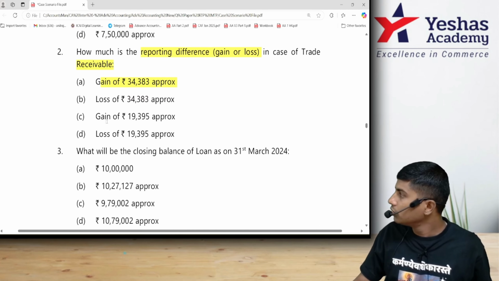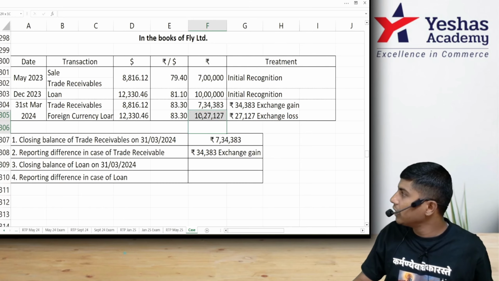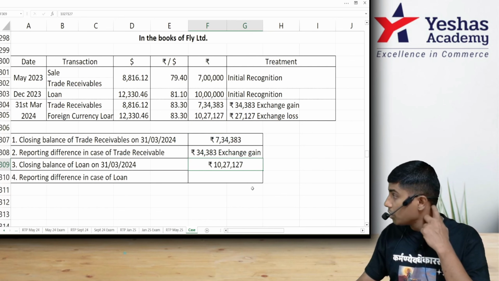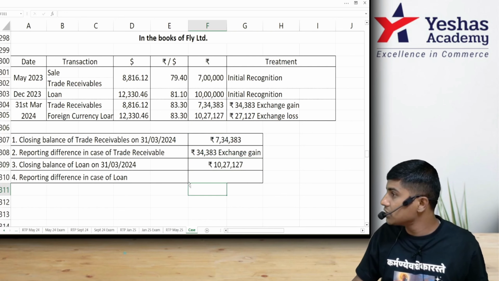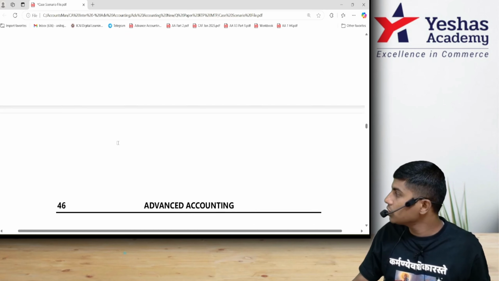Let's see the third question. What will be the closing balance of loan on 31st of March 2024? It will be 10,27,127. The closing balance of the loan is 10,27,127. Option B. Come to the fourth MCQ.